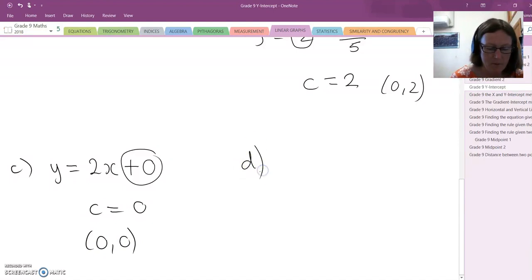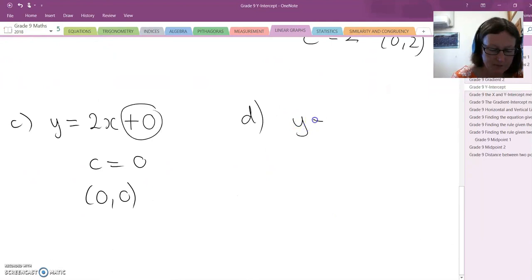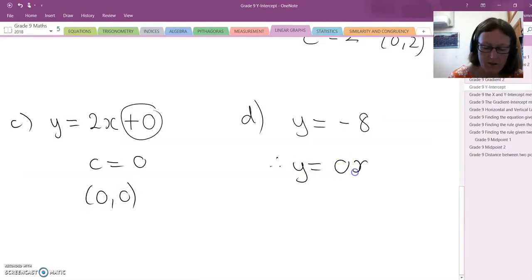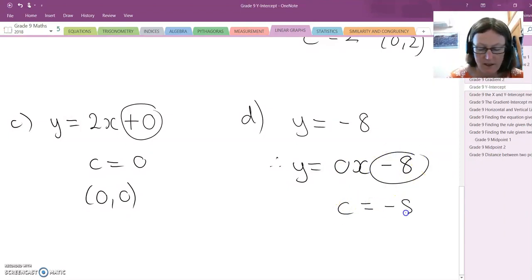Our last example, D, says y equals negative 8. To help you understand this, I can write that there is no x term, subtract 8. Remember, our constant term is our y-intercept, so our y-intercept is negative 8, or x is 0, y is negative 8.